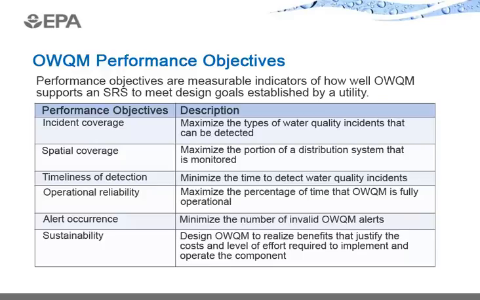Benefits are largely determined by the information produced by the system, which allows for day-to-day system monitoring and detection of water quality incidents. Costs include capital and ongoing costs, the level of effort required to implement and operate the system, and the level of effort required to investigate alerts. Collectively, the design goals and performance objectives established for OWQM provide the basis for the design of an effective component.